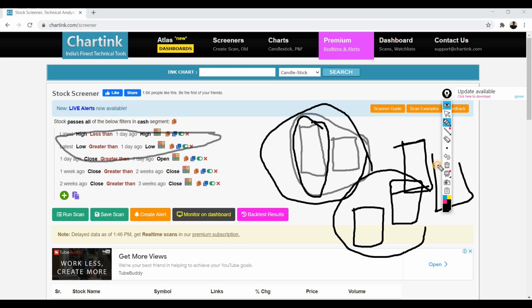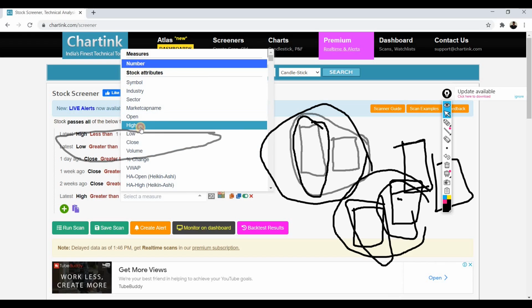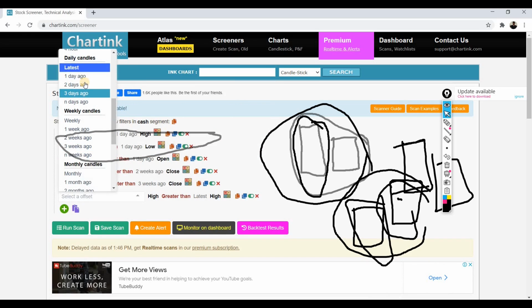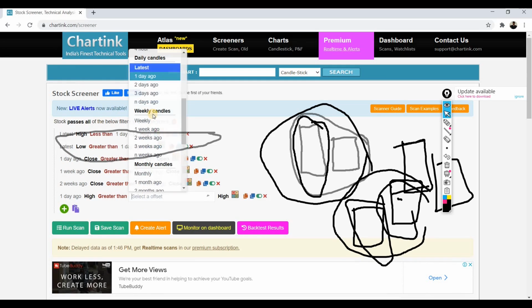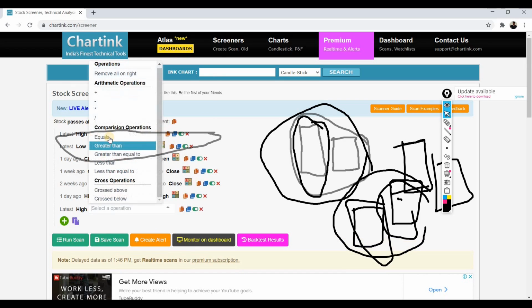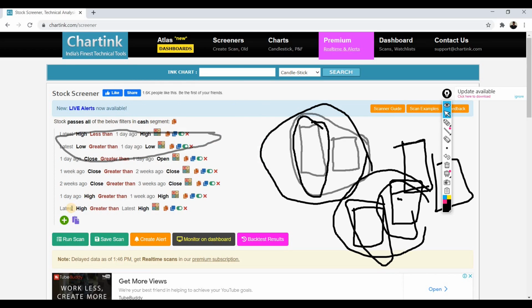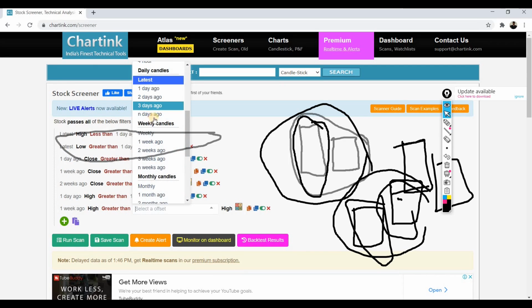This is the current week, this is the second week, and this is the third week. Let's add two more filters. Here we will add high of one day ago should be greater than high of 1 week ago. Now change the value: 1 day ago high should be greater than 1 week ago. Similarly, add one more: high of 1 week ago should be greater than the high of 2 weeks ago. Change the value over here as well, 1 week ago and here 2 weeks ago.